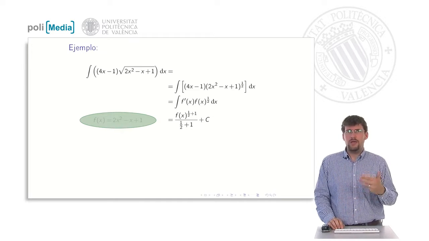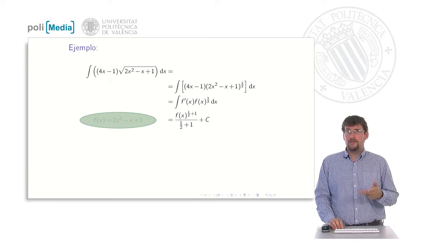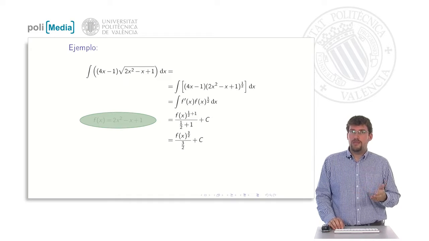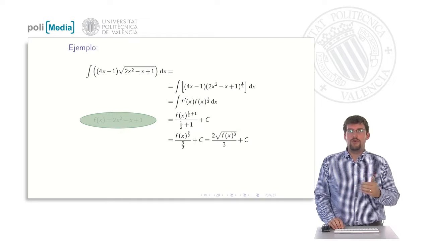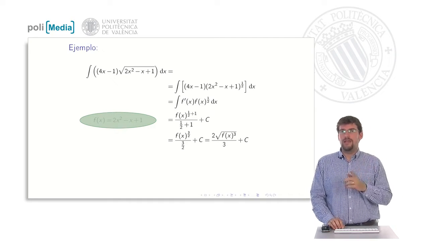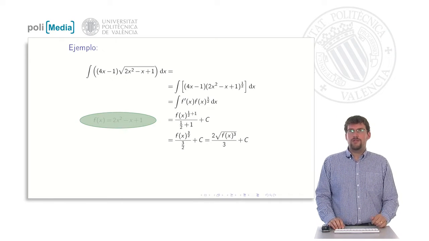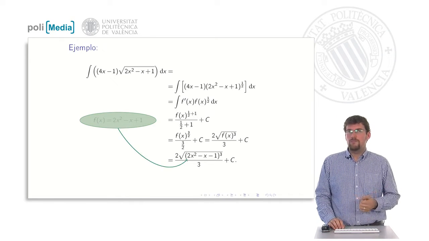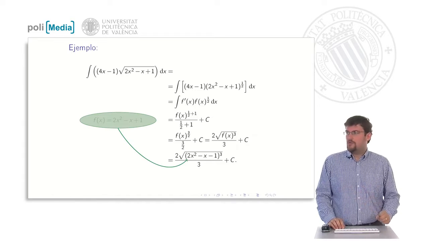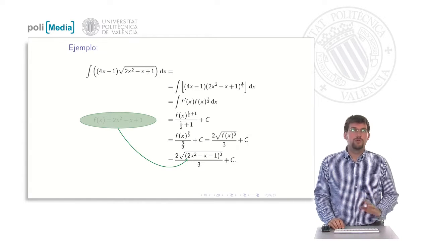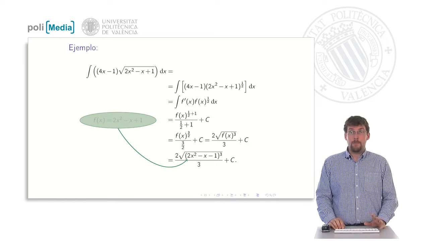And now, since the integral is already calculated, the only thing left to do is some subtle changes. Firstly, the 1 divided by 2 plus 1, which is 3 divided by 2, can be further simplified, like 2 divided by 3 of the square root of f of x cubed. And finally, what we have to do is change the f one last time. We replace the f, and we put the root of 2x squared minus x plus 1 to the cube, as it should be. And this is the primitive.